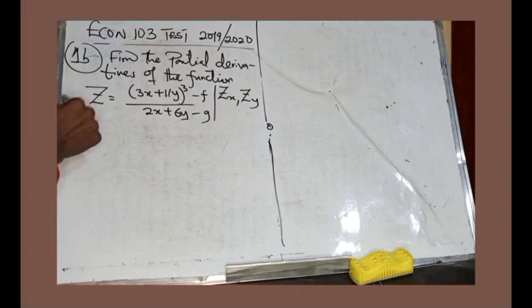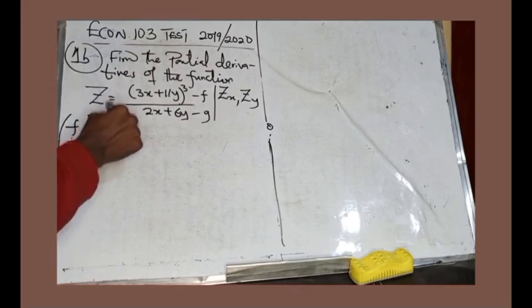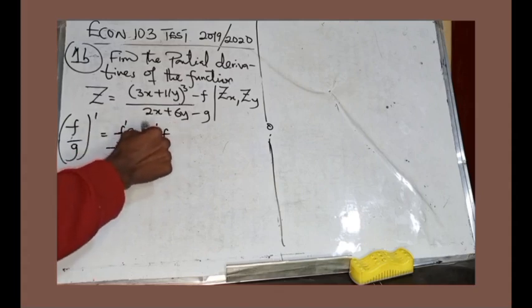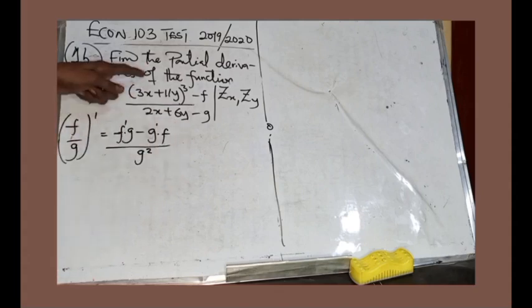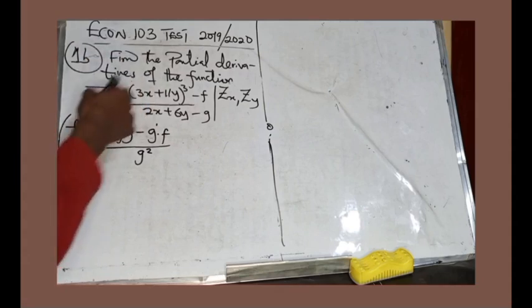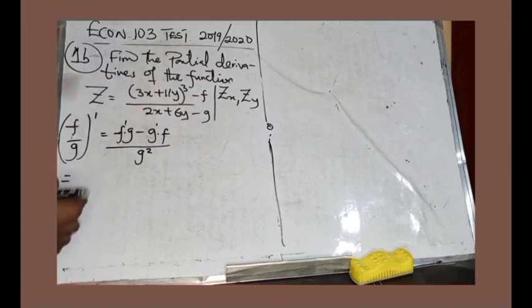By the quotient rule, I have (f over g) prime equals f prime times g minus g prime times f, all divided by g squared. Now this is my f and this is my g. So now let me substitute directly, guys. What is my f? This is my f. Now this is my f prime, meaning I am going to differentiate this and put the result here.